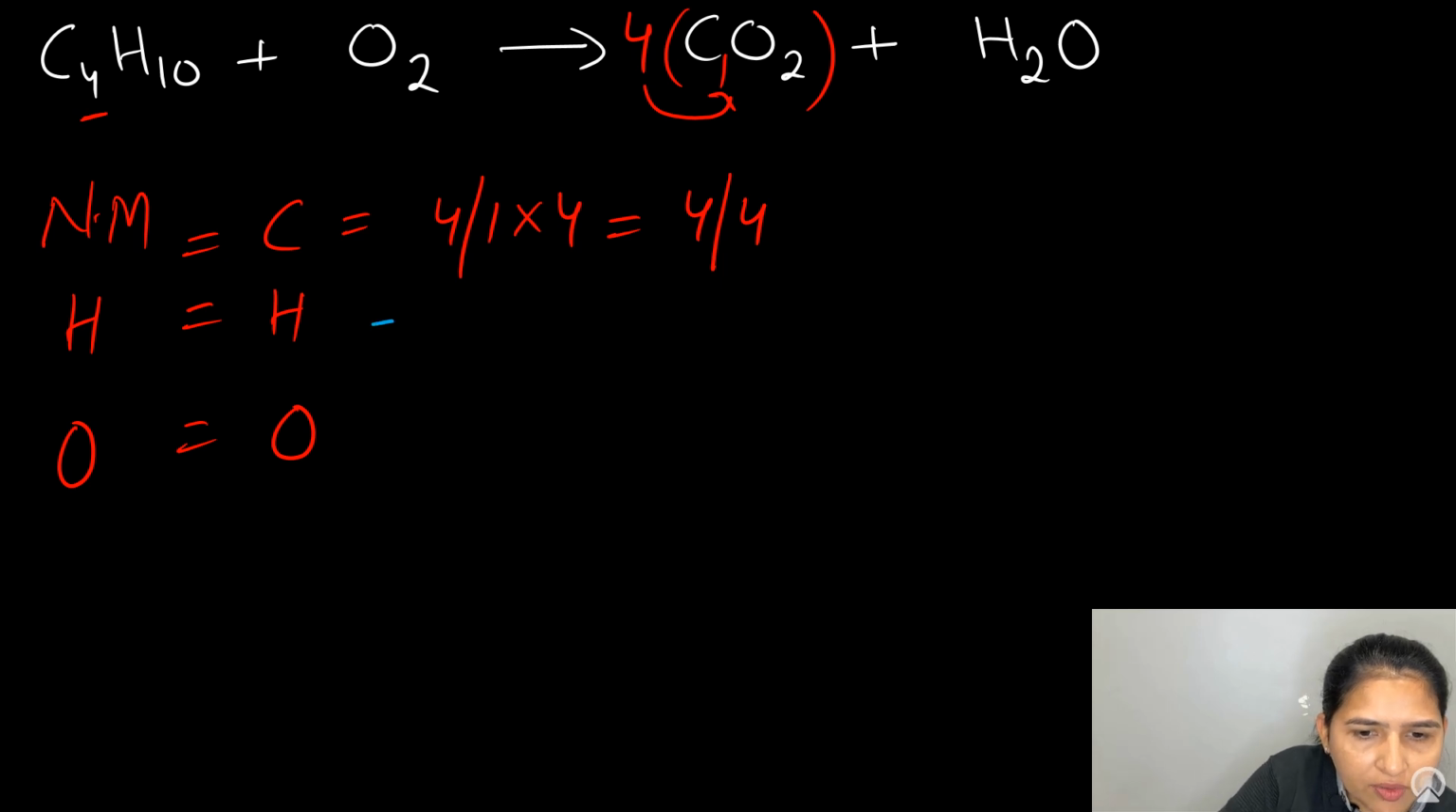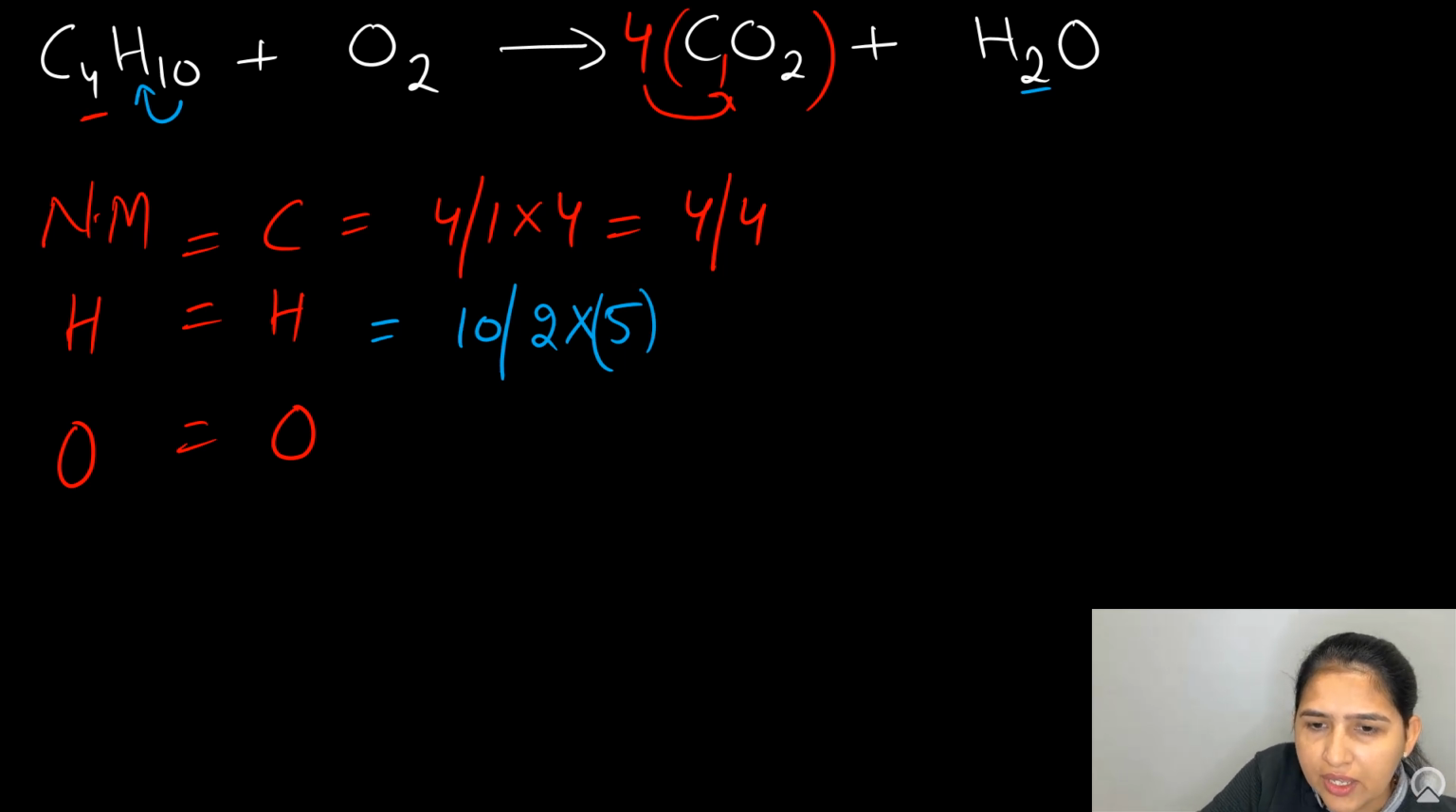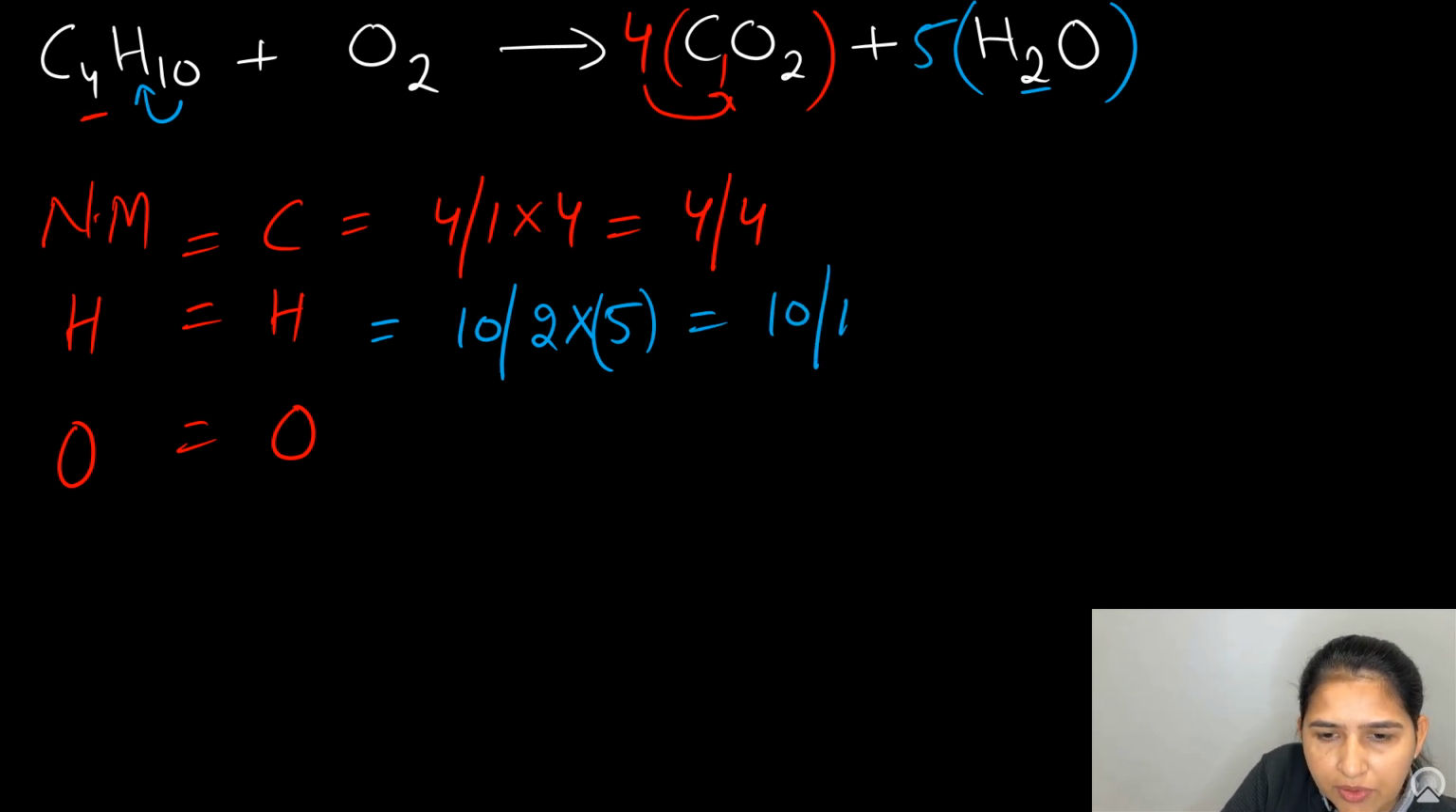Okay, now let's go to hydrogen. If you can see, I am having in total 10 hydrogen on this side, while here I am having only 2. To make it the same, I am going to multiply this hydrogen by 5. Okay, as I am doing it, I can see I am going to get the same number of hydrogen on this side as well. Now let's go to the oxygen.